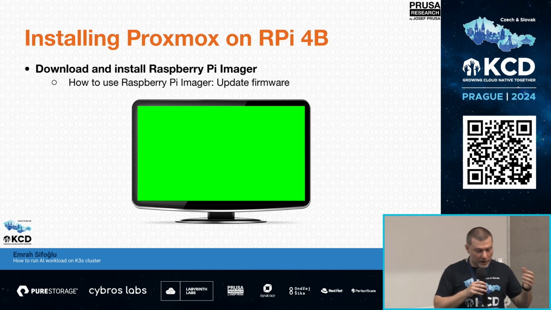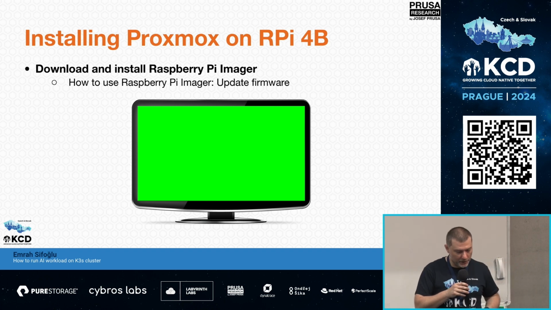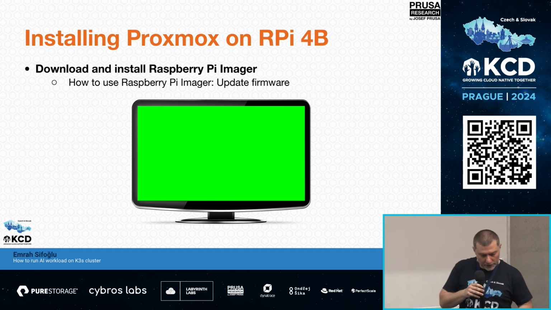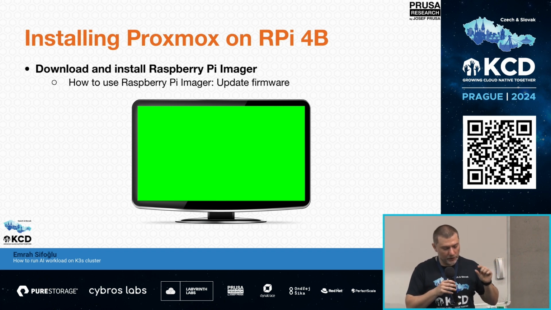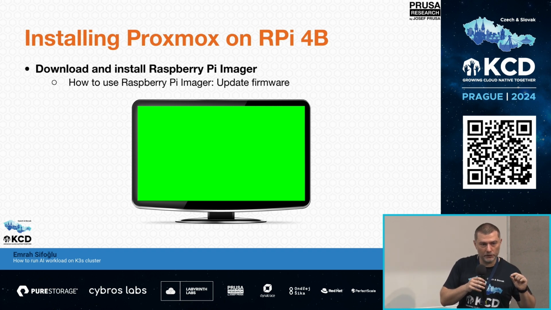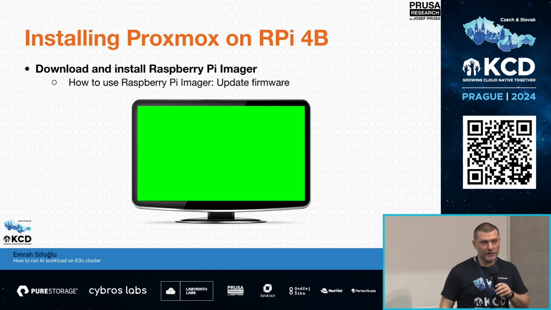So you may not have any monitor to connect to the Raspberry Pi, but if you put in the SD card and boot the Raspberry Pi, watch the lights. When you see the green light blinking continuously, that means the firmware is updated on the Raspberry Pi. Or you can just connect the monitor and see a green screen. That means the firmware is successfully updated.